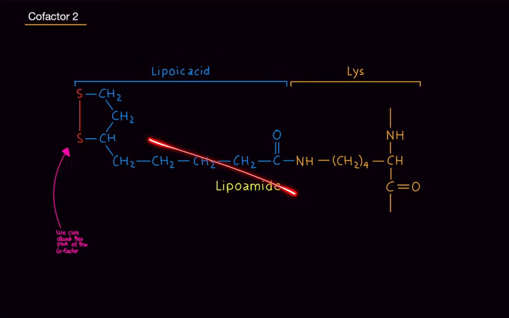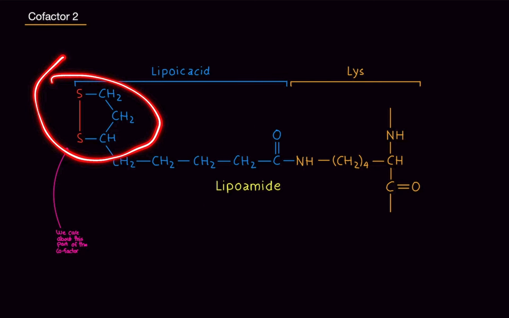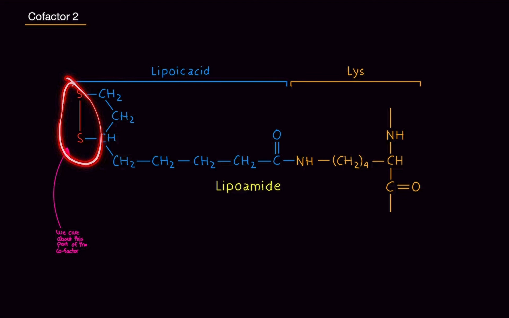But this part's garbage. What we really care about is this ring here with the 2 sulfurs. So this disulfide bridge here is what we're really concerned about. So this ring part is what we care about. We don't care about this part, we don't care about this part. Makes it kind of simple, which is nice.